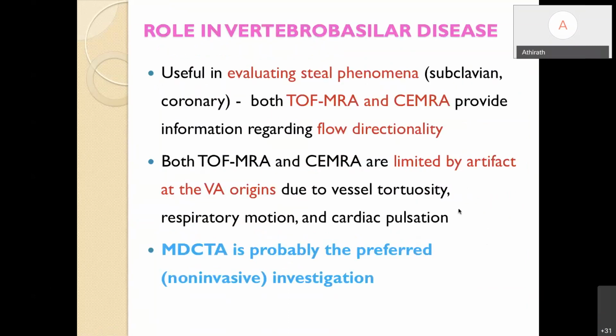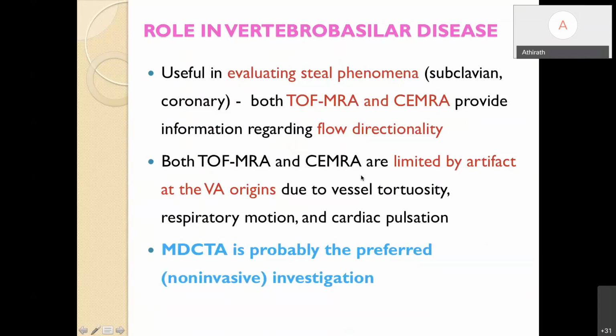In vertebrobasilar disease, the indication is that MRI helps us in knowing about the flow directionality. The biggest advantage of MRI when compared to CT is that it helps in knowing about the flow directionality. Therefore, it is useful in evaluating steal phenomena. But the problem is that it is limited by artifacts at the vertebral artery origins, either due to vessel tortuosity, respiratory motion, or cardiac pulsation.